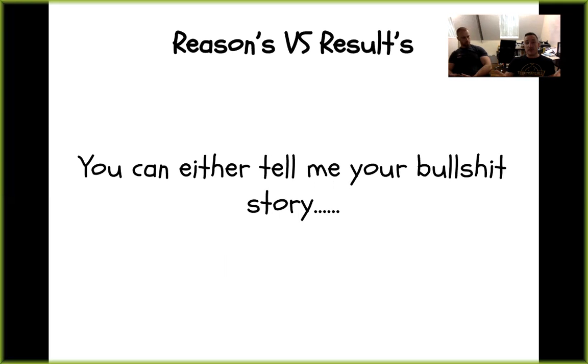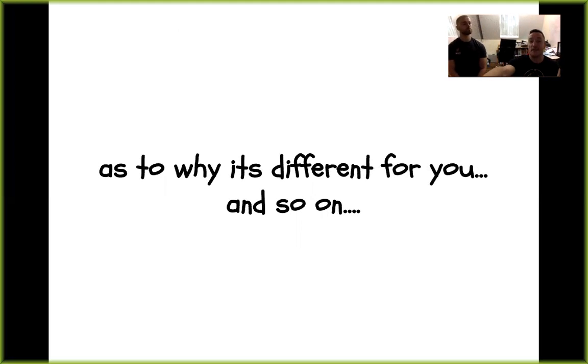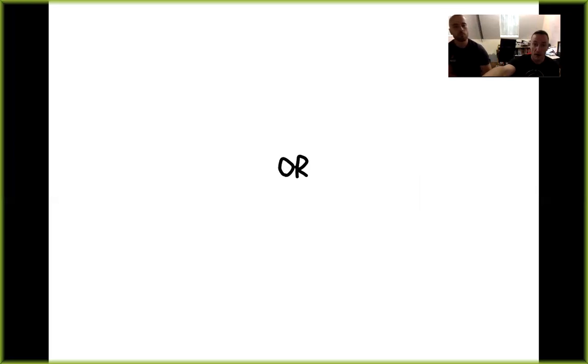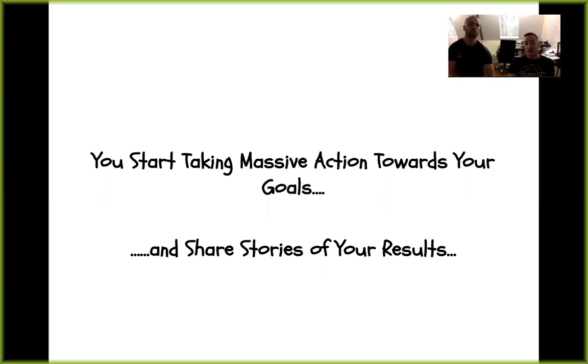And this is all these people telling me their story that they've attached. They've constructed it from the thoughts that were in their mind. That's not going to happen in my town. And then they start telling themselves this bullshit story. So they don't take anything on board and say, no, that'll never work. They just don't listen to your advice. They say, that's not going to work in my town. And then they connect the story as to why they don't have to take any action. And then basically the result they get is going to be zero. So you can either tell your bullshit story as to why it's different for you and so on and so forth, or you can start taking massive action towards your goals and start sharing stories of your fucking results.